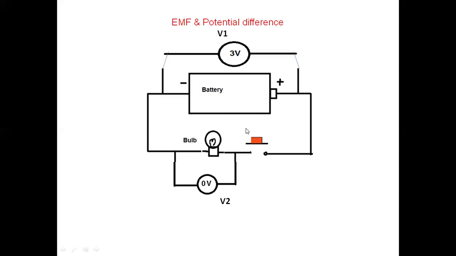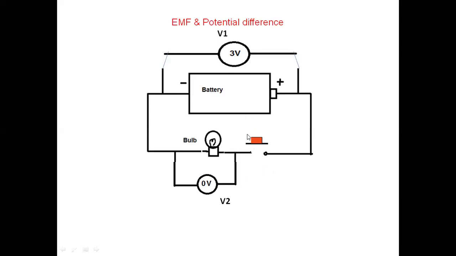Now this is the circuit. Here voltmeter V1 shows 3 volt, which is the EMF of the battery. Right now the switch is open and current is not flowing. But voltmeter V1 is showing 3 volt, whereas voltmeter V2, which is connected across the bulb, is showing 0 volt, because right now there is no current through the bulb as the switch is open. So it is an open circuit.